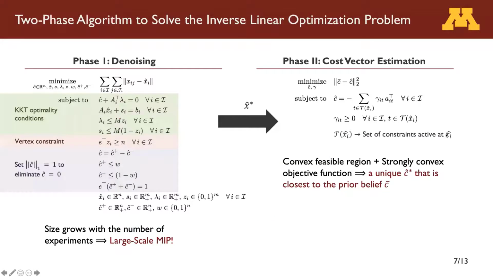Now, this slide shows the algorithm we use to solve the inverse problem. This essentially works the same way as I described the formulation. There are two phases in this. First, you denoise the data, following which we find an estimate for C. The key detail to note here is that the phase one problem is a mixed integer program, which we get by reformulating the bilevel minimum distance projection problem by using the KKT optimality conditions of the inner level LP.